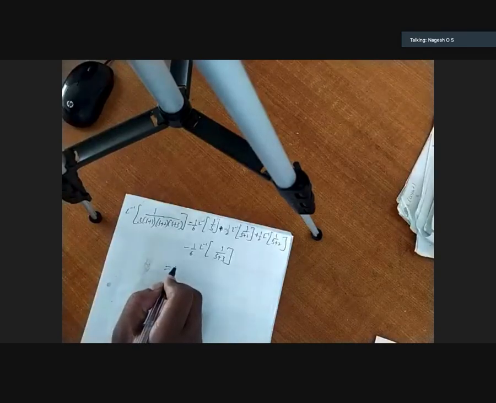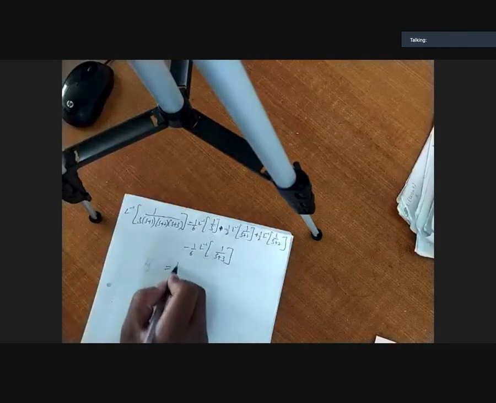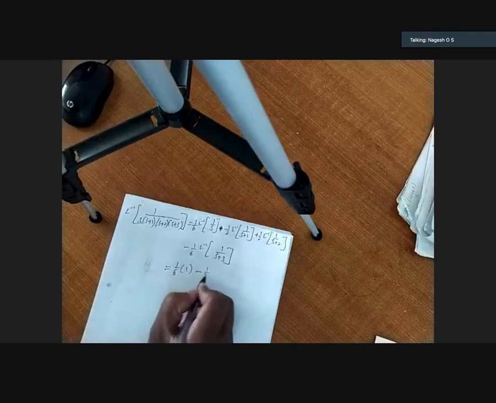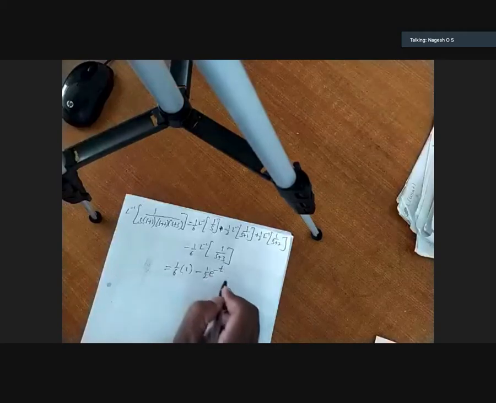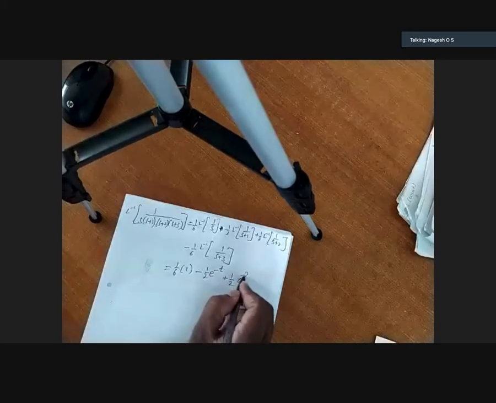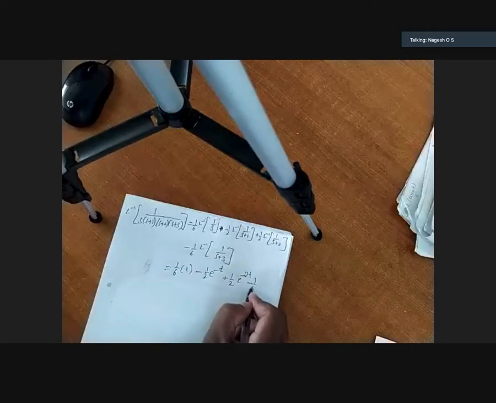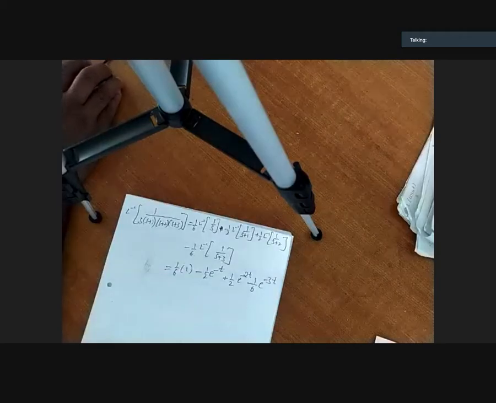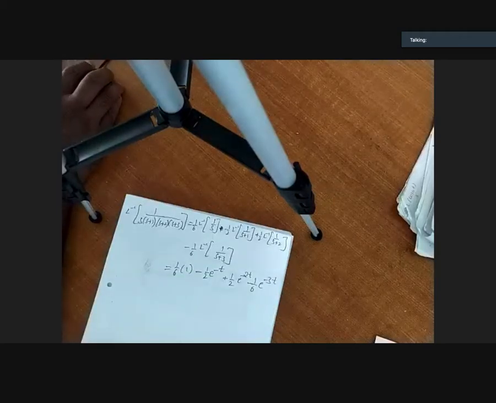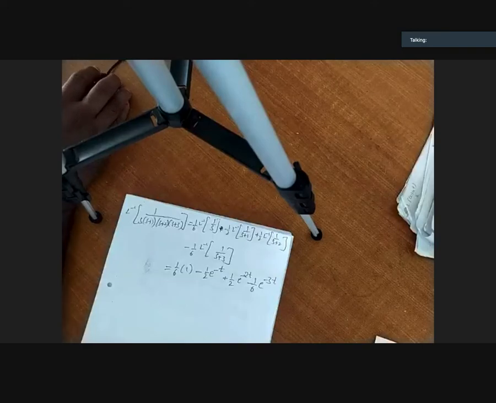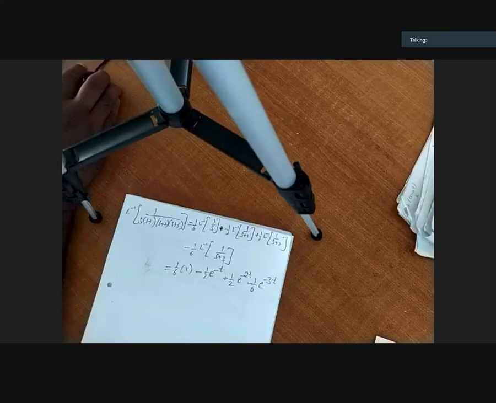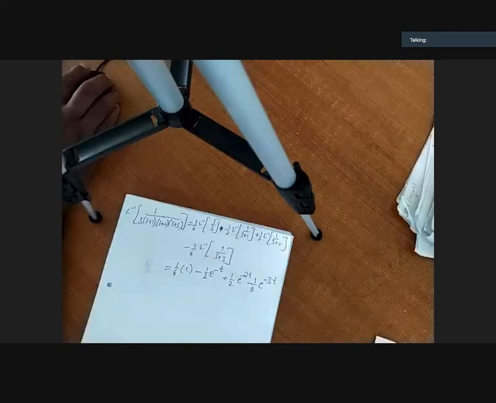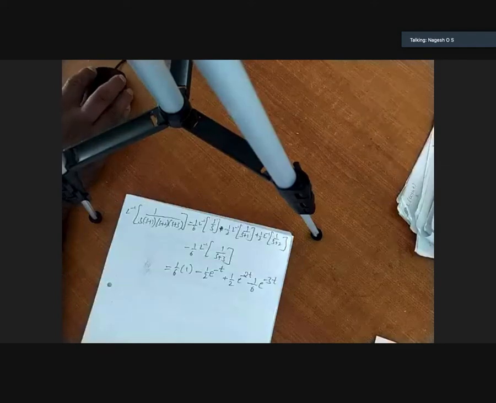This is equal to 1 by 6, what is Laplace inverse of 1 by S? 1, minus 1 by 2 e power minus t plus 1 by 2 e power minus 2t minus 1 by 6 e power minus 3t. This is the answer. Understood?